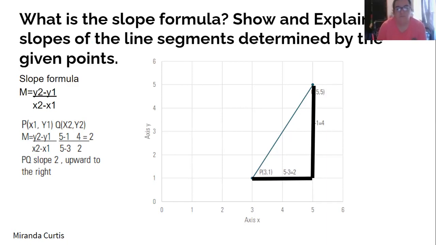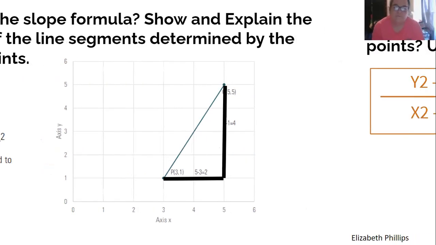See, if we come over here, our slope is going to be 2, and it's going to be upwards. And where our y2 and our y1 over here, we have 5 minus 3 is 2. And then when you come over here to your x's, you have 5 minus 1 is 4. So we're going to go to the next question. Good job.